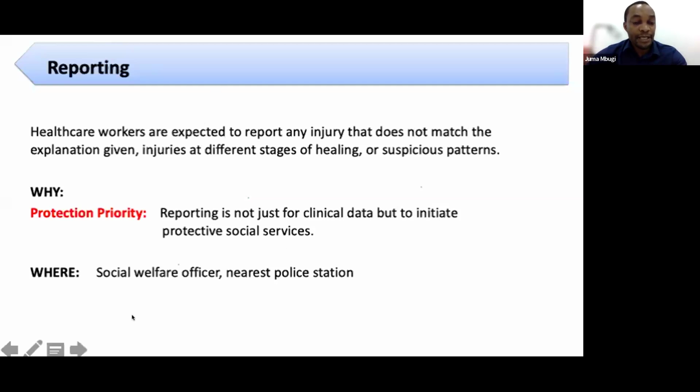So can I go ahead, Dr. Catherine? Yes, you can go ahead. And I'm not seeing any answers in the chat yet about people's knowledge of Tanzania specific reporting protocols.